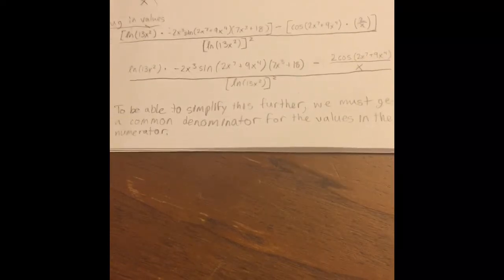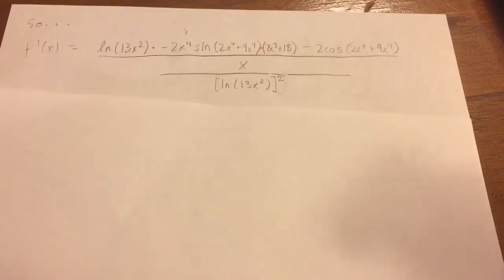x. Now, to be able to simplify this further, we must get a common denominator for the values in the numerator, meaning we must have both over x. So once we have everything over x, we can multiply the x by the ln of 13x squared quantity squared to get our final denominator.